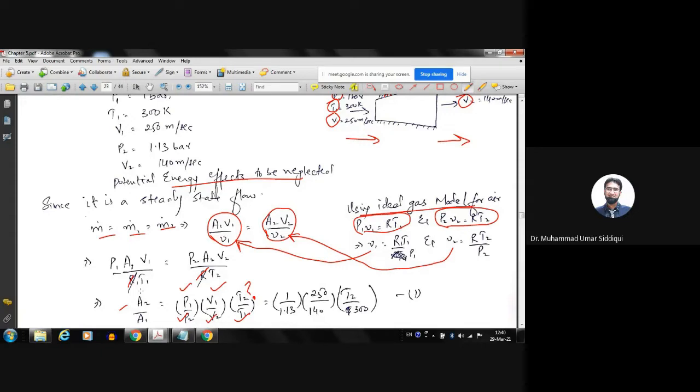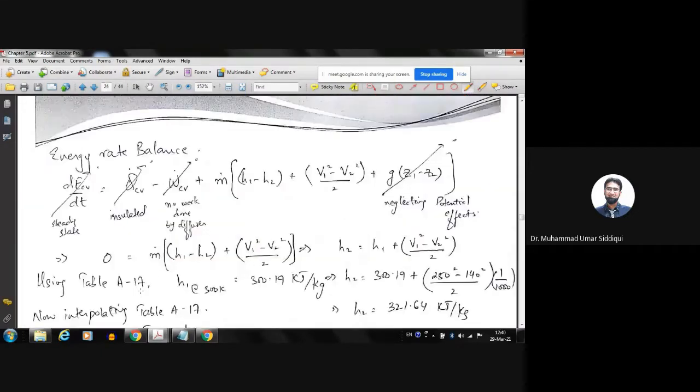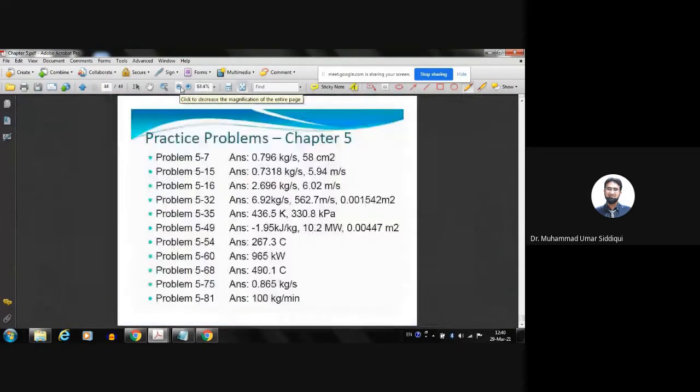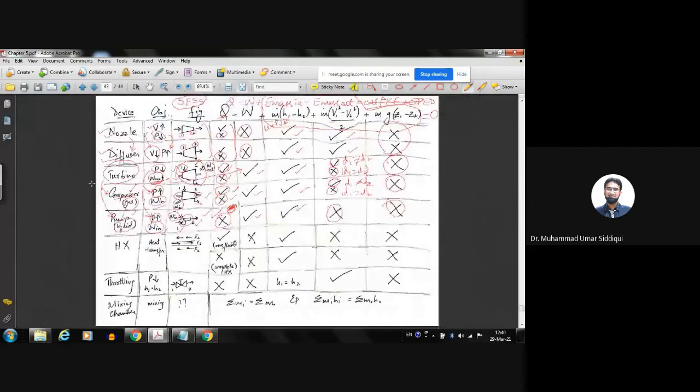Now let's talk about how to determine T2. If you remember, let's go to the diffuser equation. Since it is an insulated diffuser, this term is not there. Let's ignore this term. Q, W is obviously not there. So we are just left with these two terms: m dot (h1 minus h2) plus m dot (V1 squared minus V2 squared) over 2.